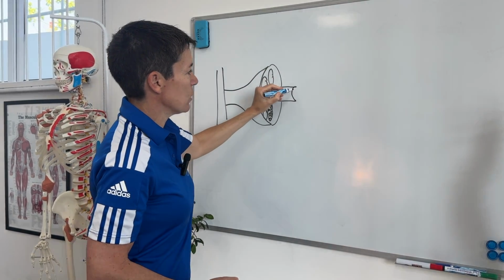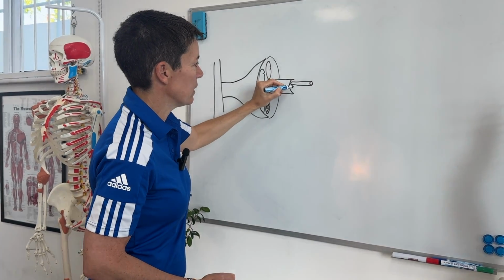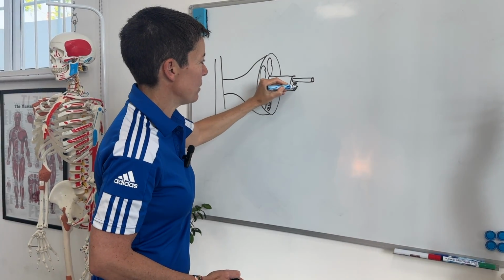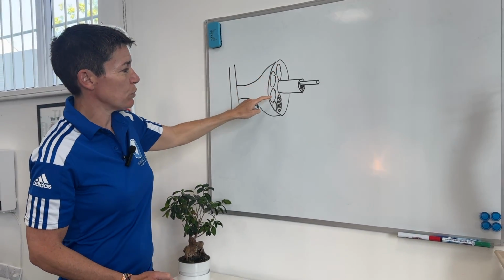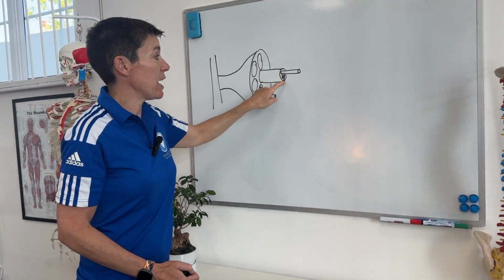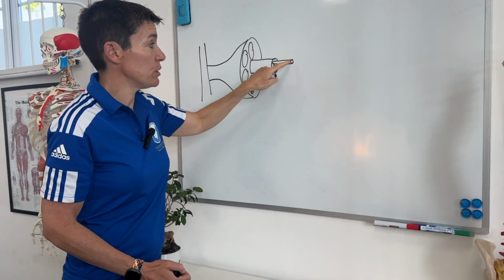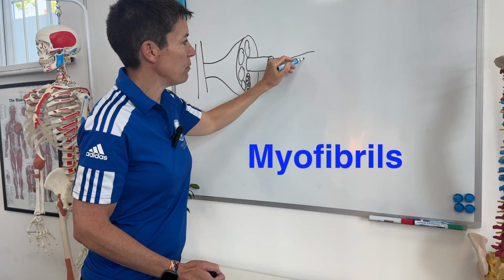From that one fascicle, we have muscle fibres inside there. So these are all the muscle fibres. So we have a whole muscle. We have bundles of muscle fibres or fascicles, which is this. We have a group of muscle fibres, so that is one muscle fibre. And from there, we have myofibrils.